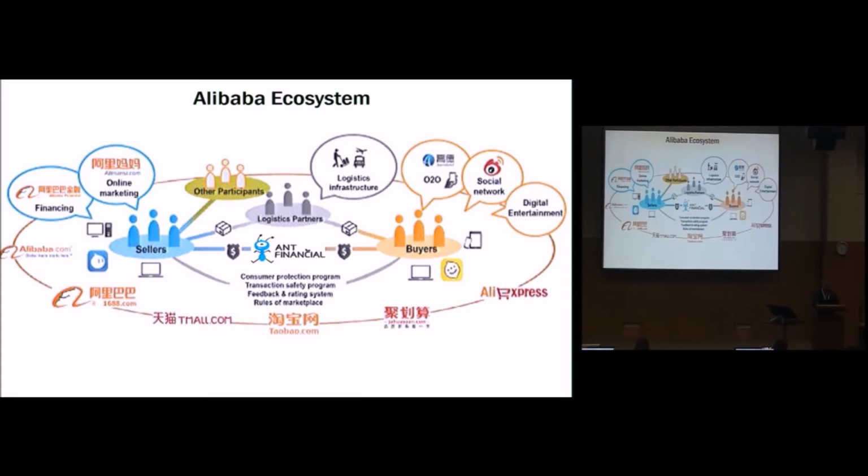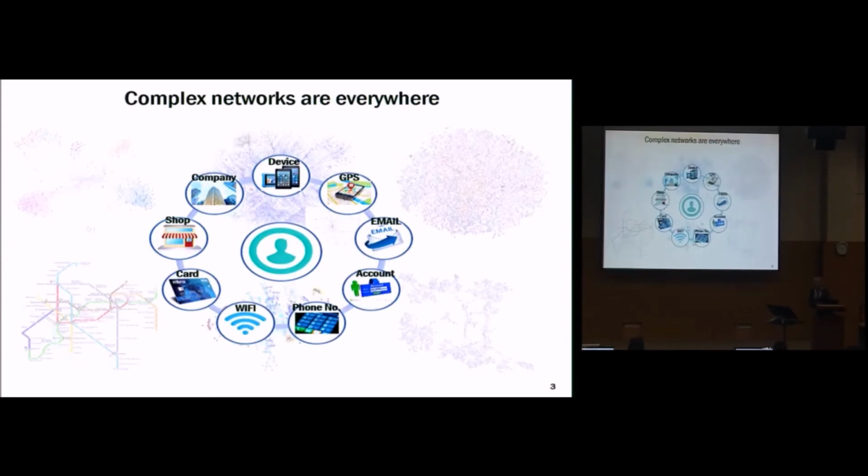So in some sense, the many different types of data in Ant Financial form a complex network. You can imagine that Ant Financial has lots of data connecting various types of entities. They can be user accounts, shops, or even device IDs, IP addresses, Wi-Fi access points, and GPS locations. Every time a transaction happens, this information is recorded in the database.